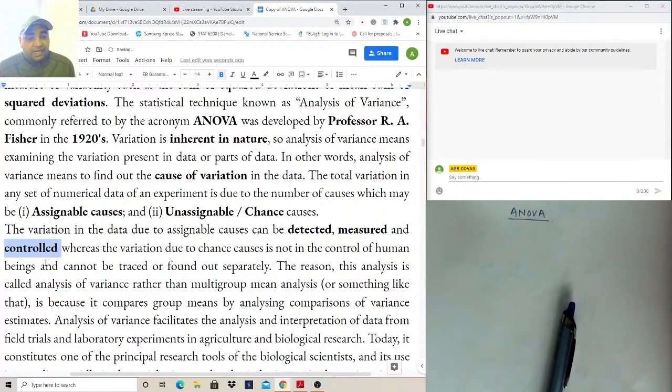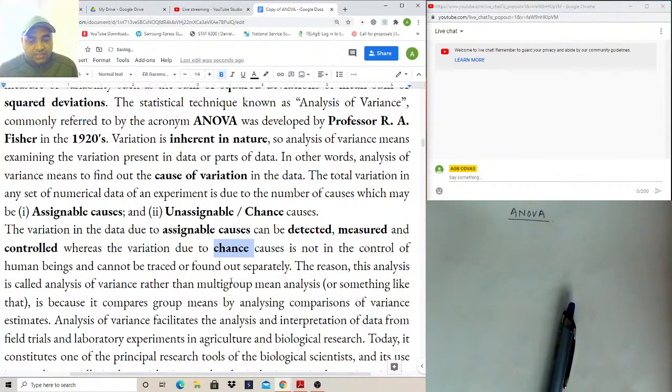Whereas the variation due to chance: what I have told you is that if it is an assignable cause, it can be detected, measured, or controlled. But if this variation is due to chance, it cannot be controlled by human beings and cannot be traced, nor can it be calculated or measured. So it is only the assignable causes which can be controlled, detected, and measured.